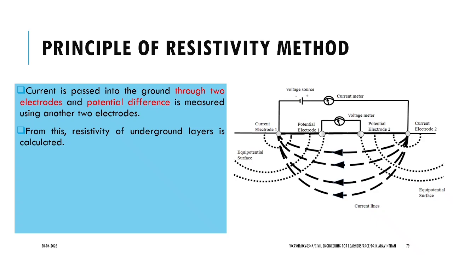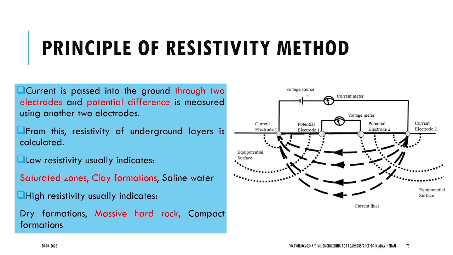Now the principle is this: there are two electrodes and here is the source of voltage. Two electrodes supply the current, and these two are called potential electrodes, where the voltage is measured. How much voltage you send, how much you receive, gives the resistance. Different soils have different resistance. Sand, clay, granite and water have different resistance. So we can find the individual resistance and match it with the common resistance values to find the water level.